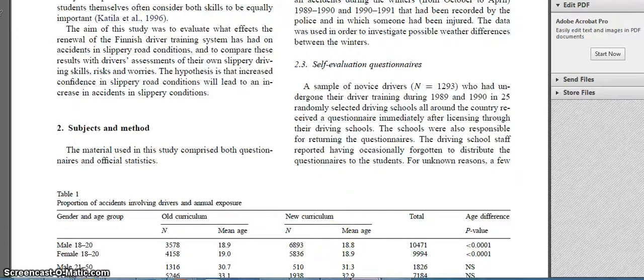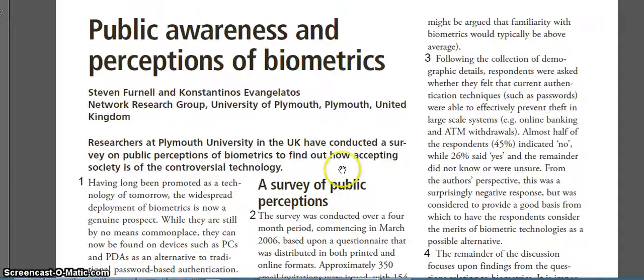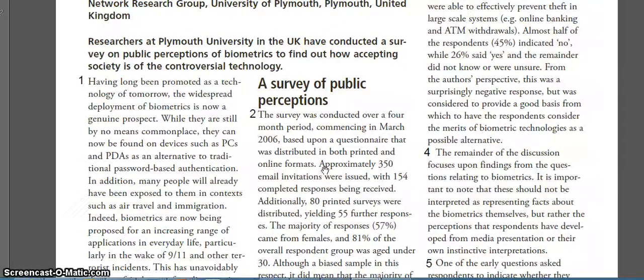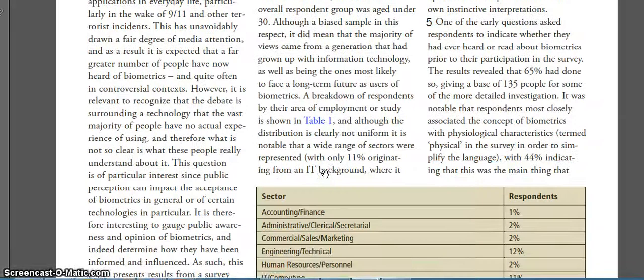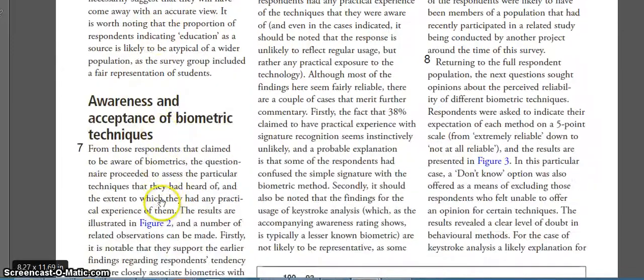Let's take one look at another article and see how we preview that article. Now this article is called Public Awareness and Biometrics. And we can see, again, the author, and we can see where they're from, the Network Research Group, University of Plymouth, but we can't see anything here. So when we don't see it, we need to go down and look. So I'm going to go look in the, there it is. I've got it in the footer, Computer Fraud and Security, and I can see when it was published in January 2007.